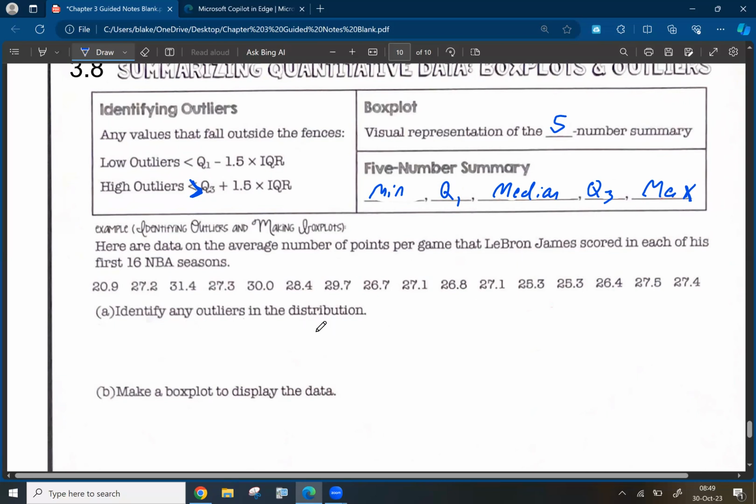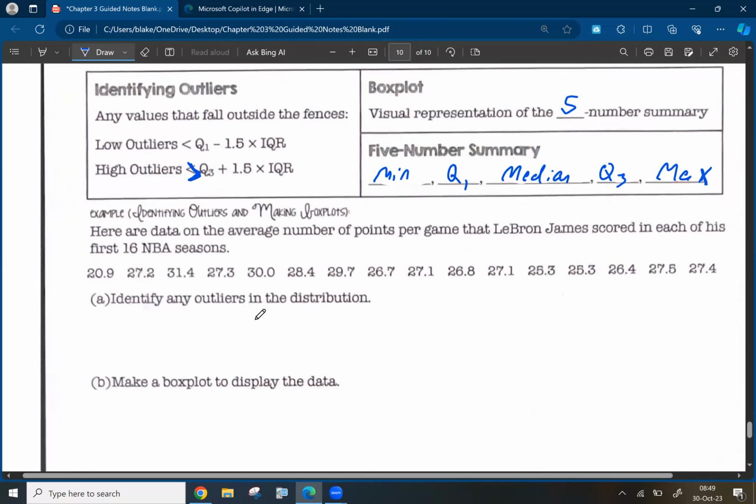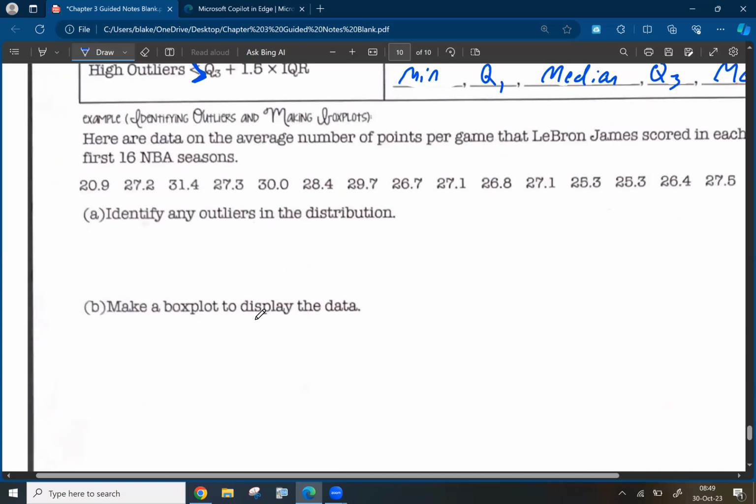So it says identifying the outliers. Okay, we can do that. So the first thing we're going to need to do is put these numbers in order from smallest to largest. So to do that, let's see here. The smallest one, I believe, is 20.9. Then followed by 25.3. It's actually two 25.3s. Followed by 26.4, 26.7, 26.8, 27.1, 27.2.